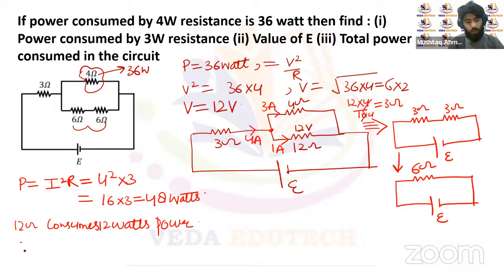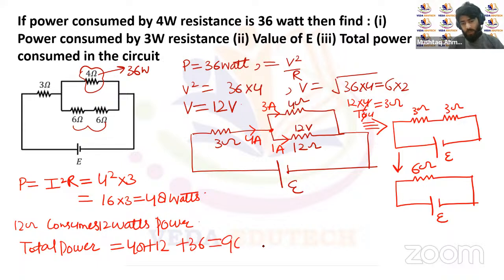So it means the total power consumed by this circuit has to be equal to 48 plus 12 plus 36, right? So it will be equal to 96 watts. And the same should be the total power consumed by this equivalent circuit, where the current flowing is 4 amperes. The same should be the power consumed by this equivalent circuit as well.